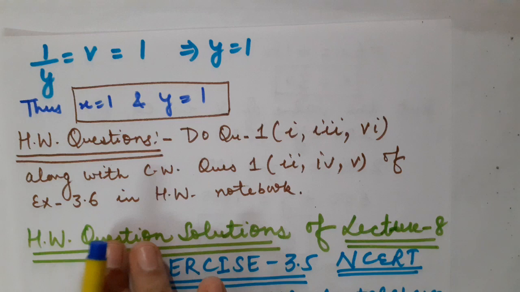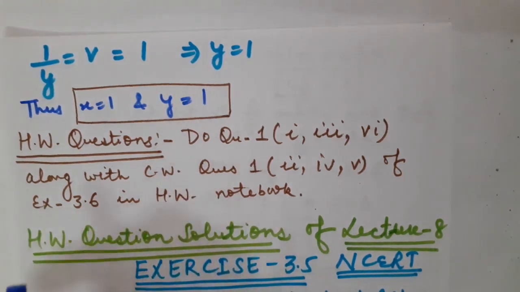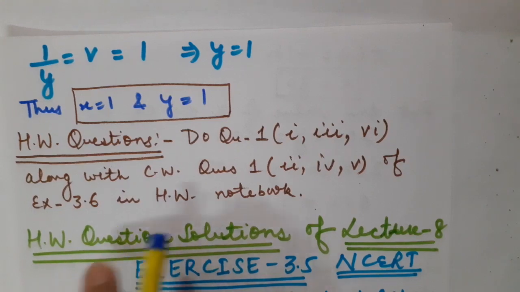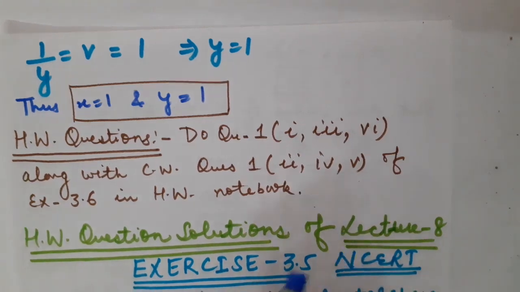So children, what we have revised today, what we have learned, basically we have learned to convert a pair of linear equations to another pair of linear equations. Fine, and that another pair of linear equations is nothing but the generalized form.